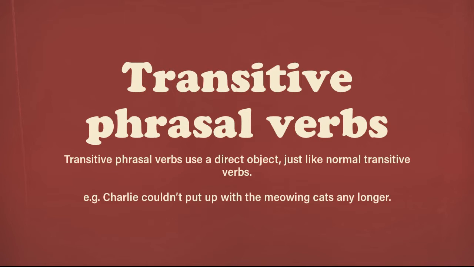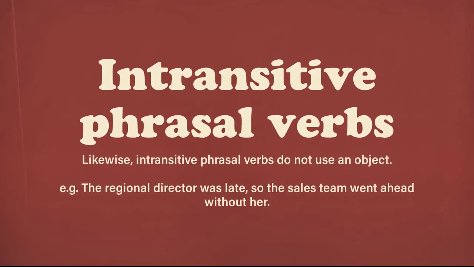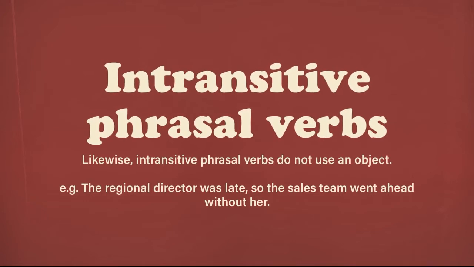Now, let's look at intransitive phrasal verbs. Likewise, intransitive phrasal verbs do not use an object. For example, the regional director was late, so the sales team went ahead without her. The intransitive phrasal verb in that sentence would be went ahead.